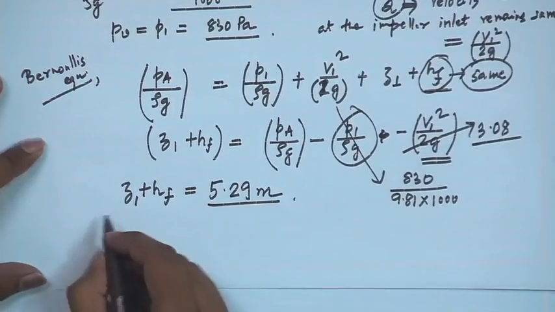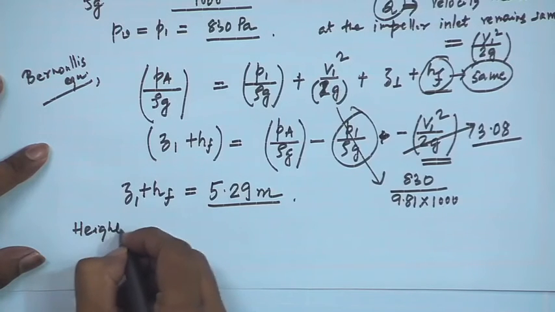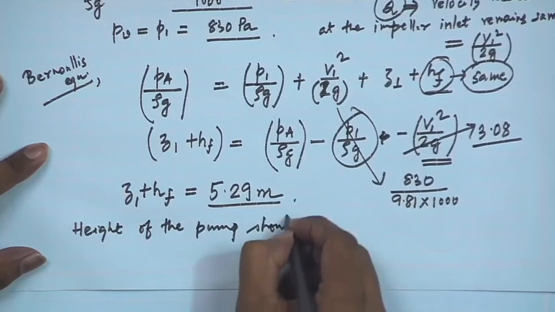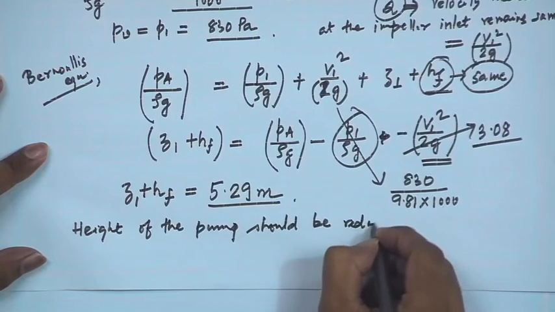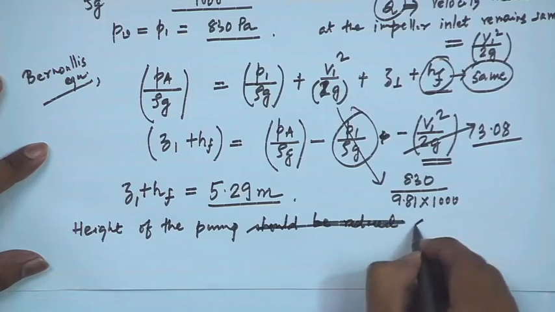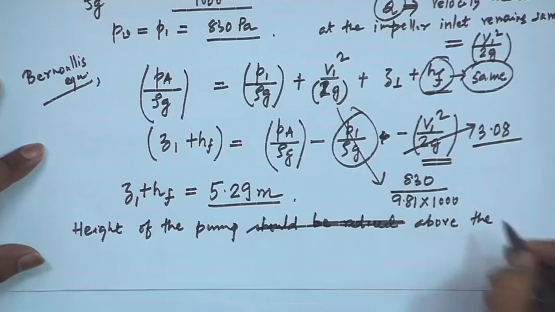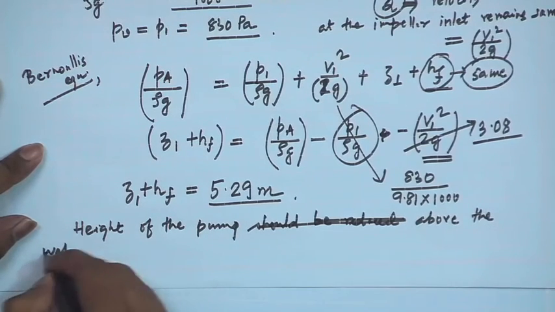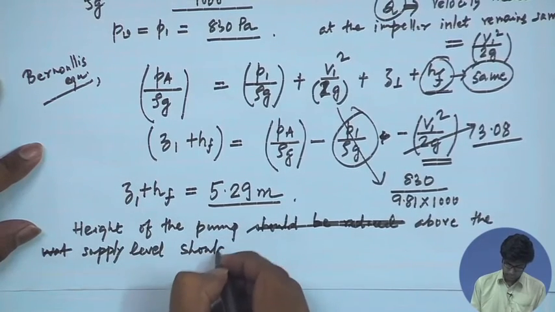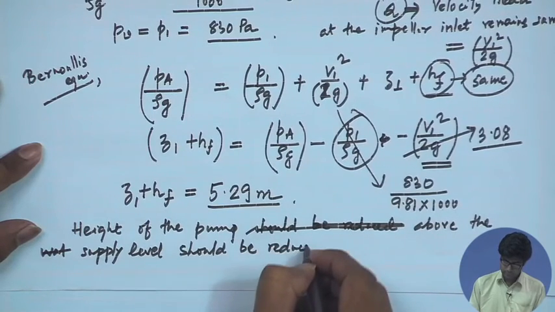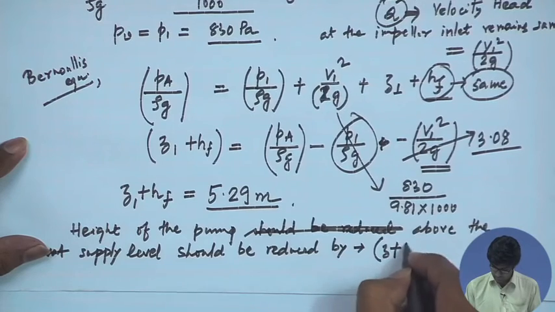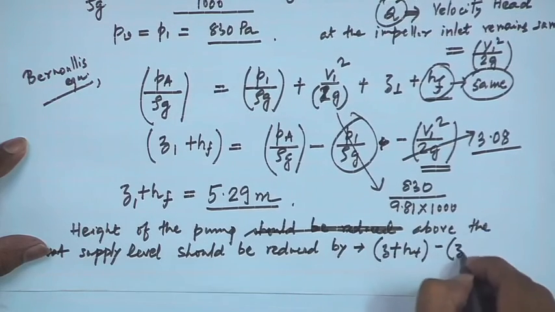So, the height of the pump above the supply level, or above the reservoir water level, should be reduced by the height, that is, Z plus H_f minus Z1 plus H_f.